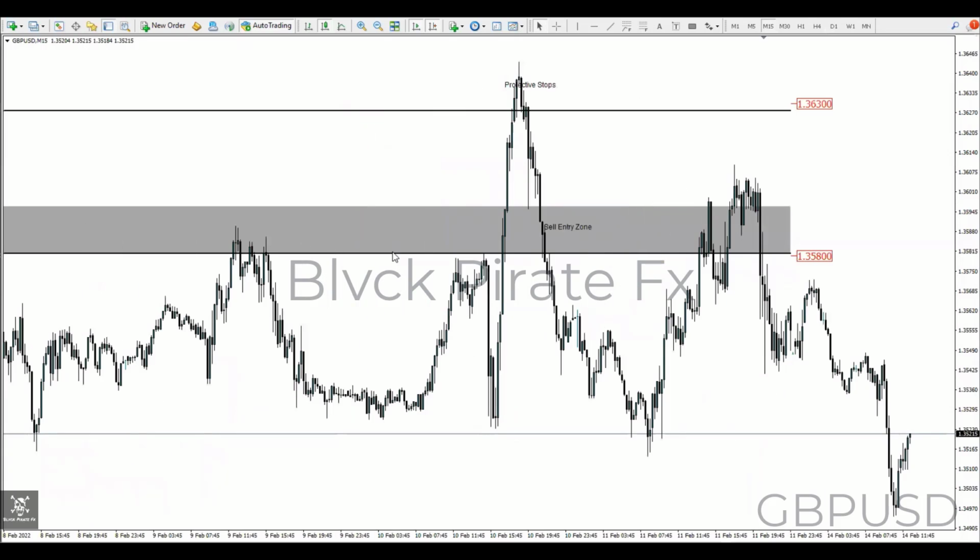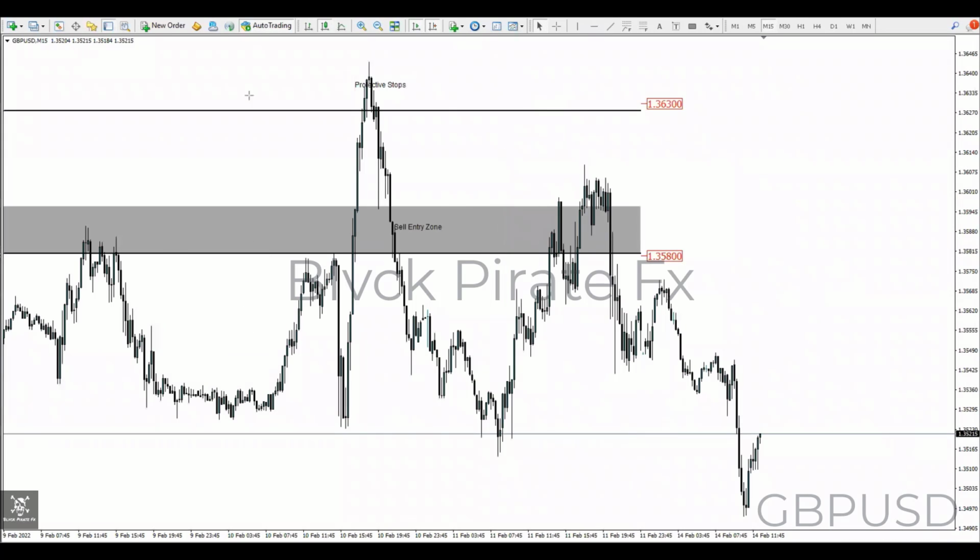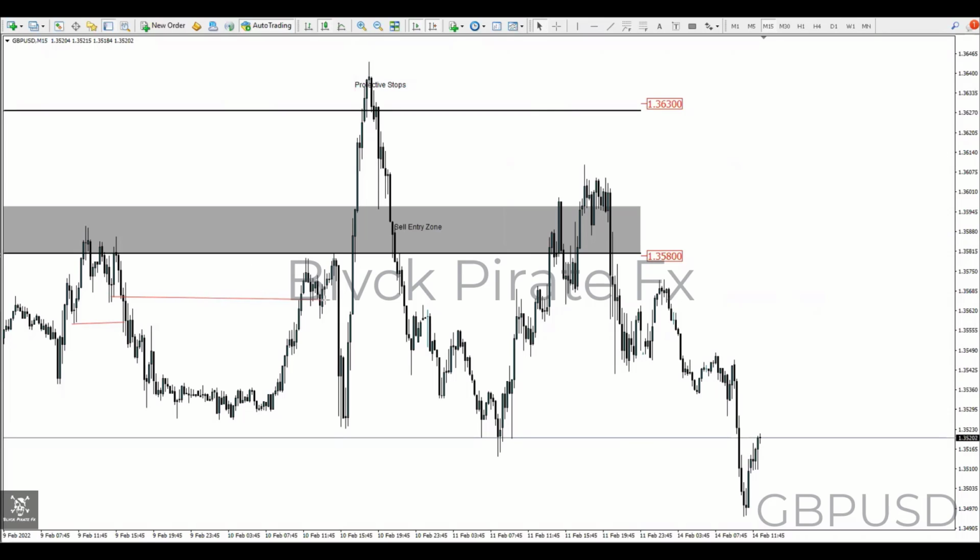So here, in terms of my entry, I was watching as soon as price got into the sell entry zone, we had this right there. I waited for price to trade back up. I traded this order block. We went down, and I took my profit right there, completely out of this trade.